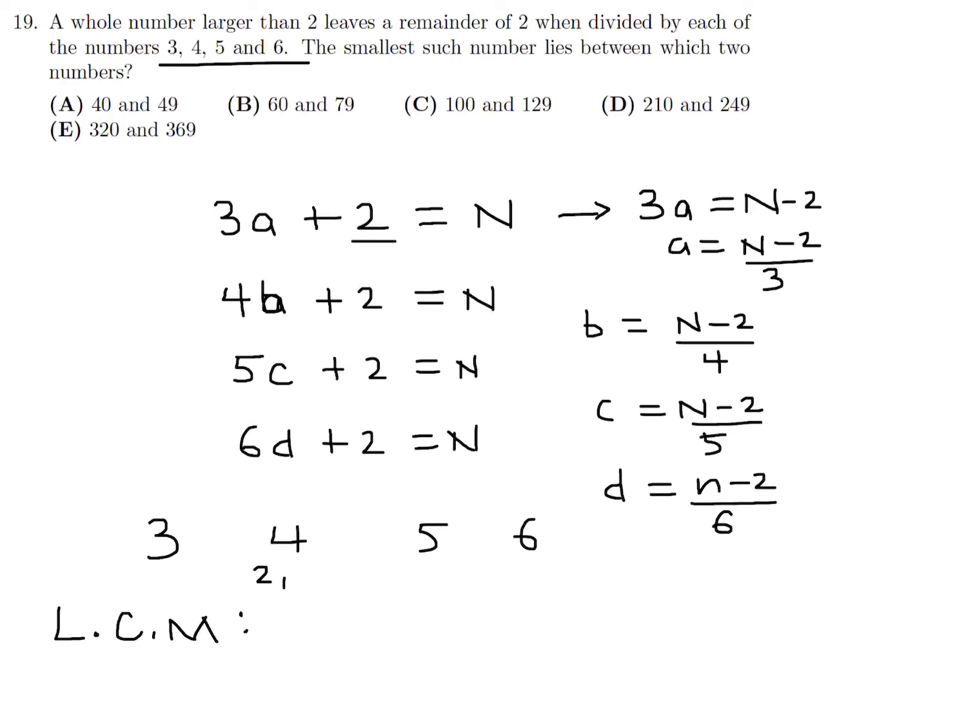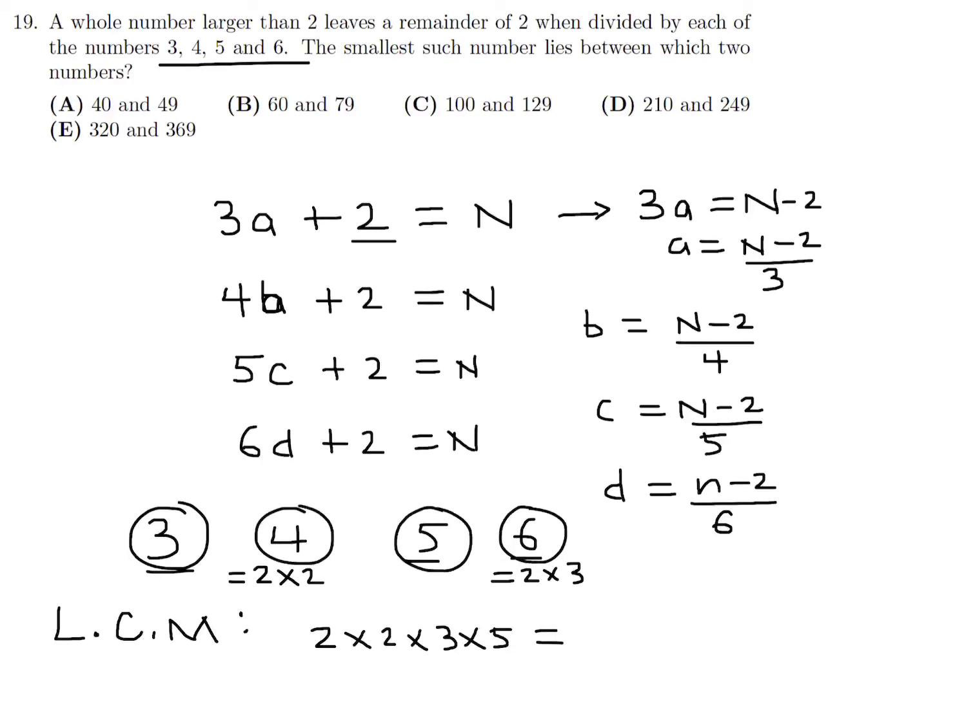And the way you do that is first you break it up into its prime factors. 3 is already prime. 4 is broken up into 2 times 2. 5 is already prime. And 6 is broken up into 2 times 3. And now you find the least common multiple. If you do that, you'll find that the least common multiple is going to be 2 times 2 times 3 times 5 for these four numbers. And 2 times 2 times 3 times 5 is 60.